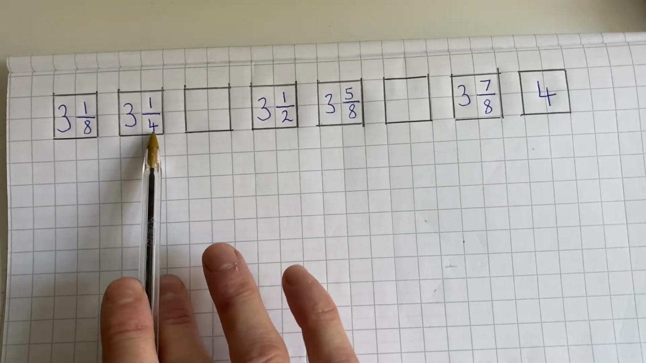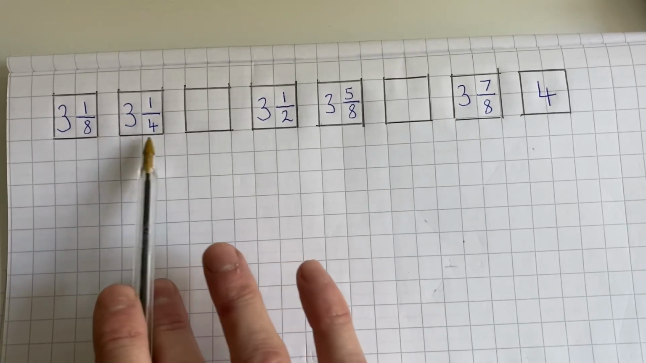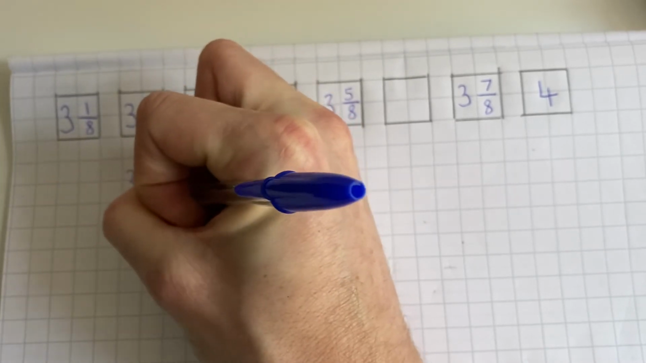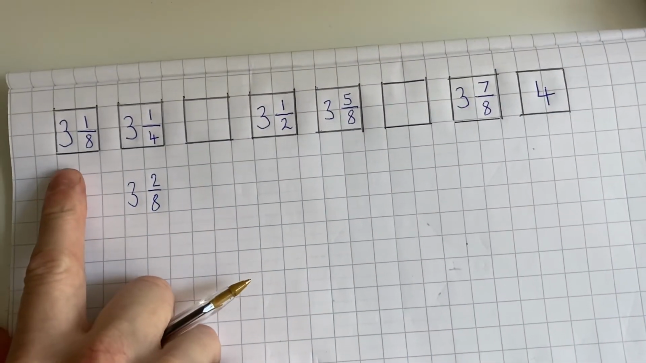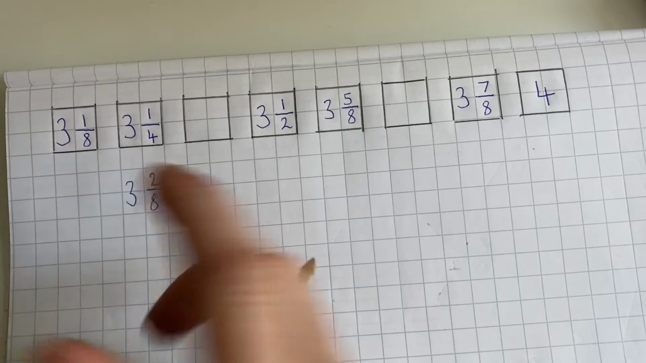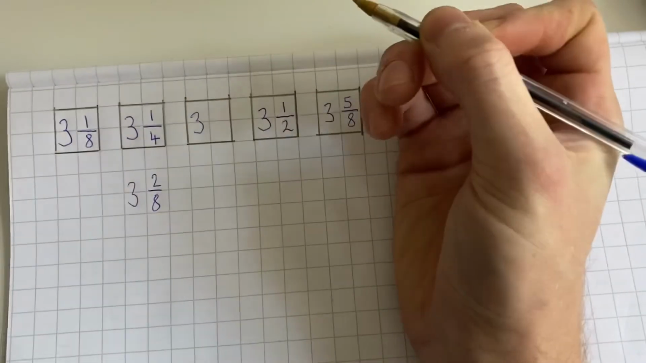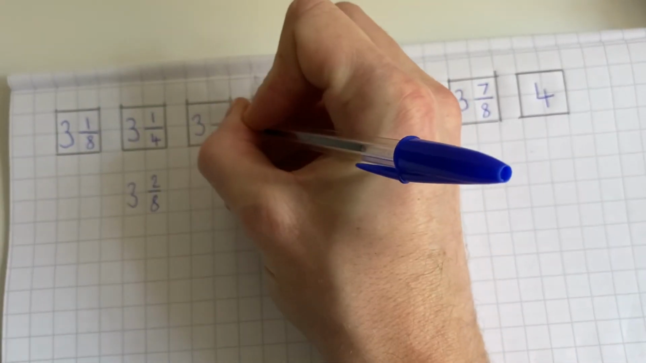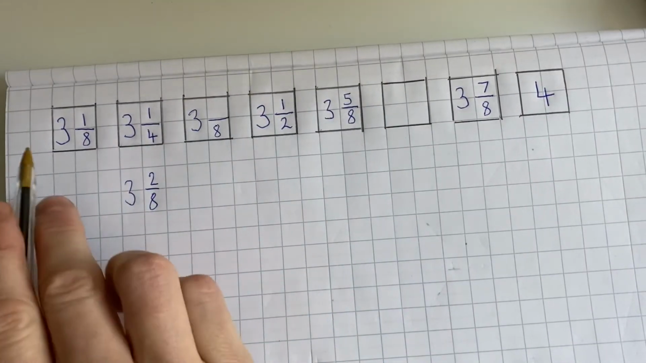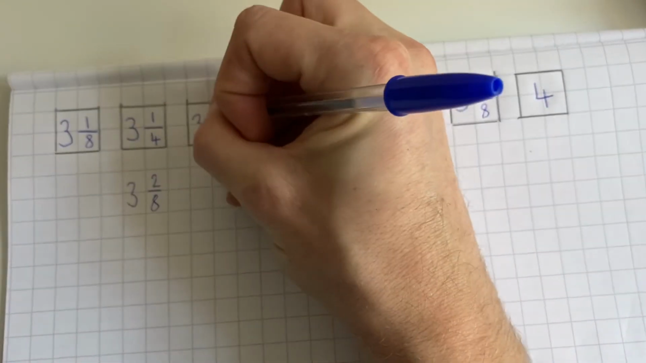To turn this 4 to 8ths, we need to multiply it by 2. So we can write down here to help us, this is 3 and 2/8. Now as you can see, we're counting up, we need to add on an 8th, because 1/8 plus another 8th is 2/8. So we know our whole number is going to be 3, and our denominator is going to be 8. So we've got 3 and 1/8, 3 and 2/8. If we're counting up in 8ths, this is going to be 3 and 3/8.